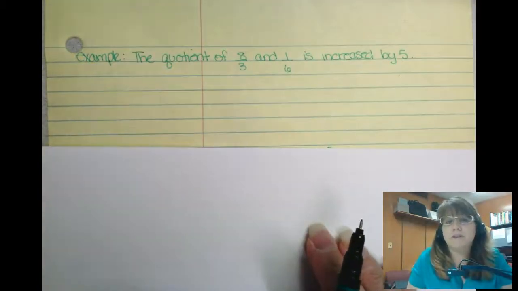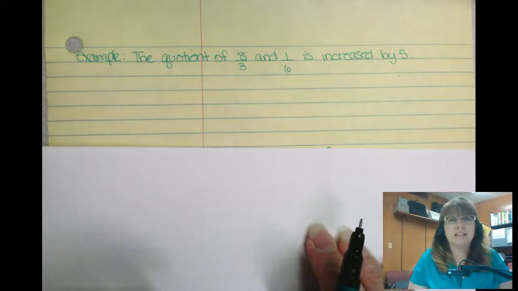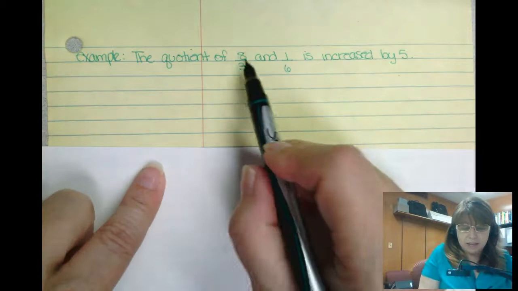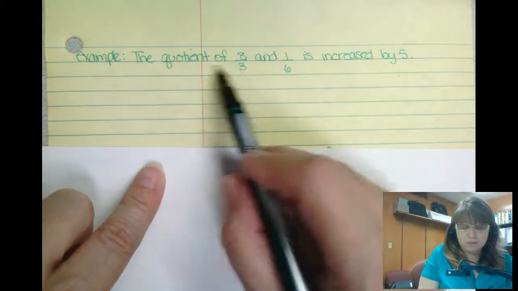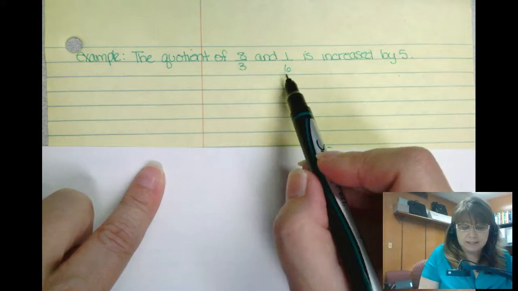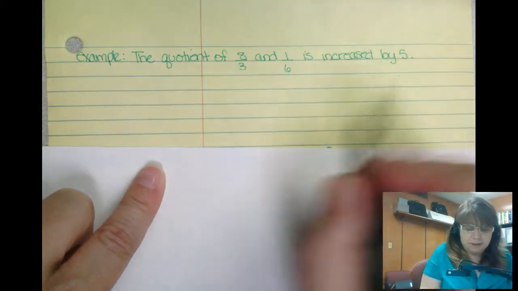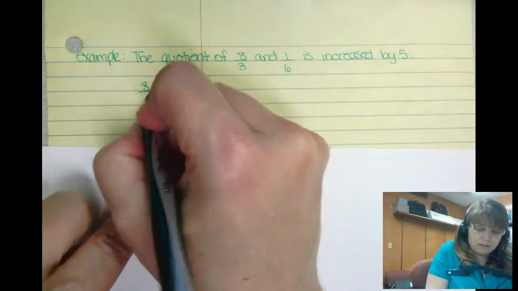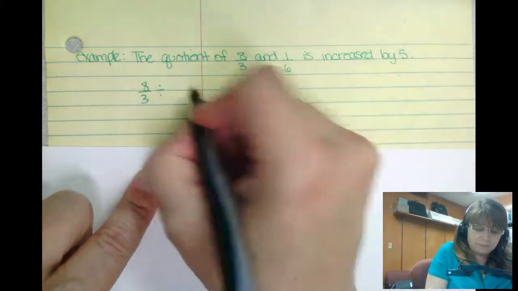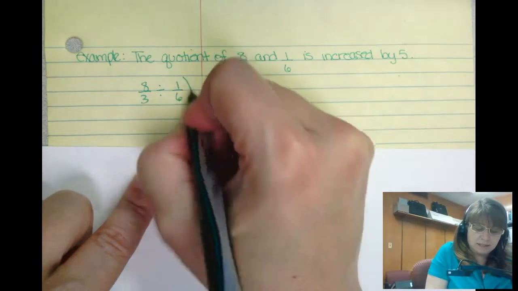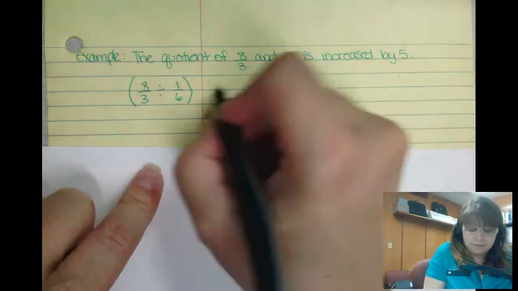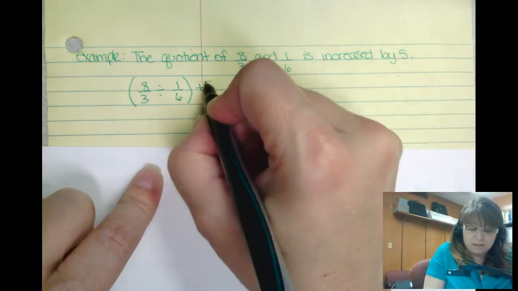The world doesn't revolve around numbers alone, so here is a type of word problem, and we need to decipher it. So if you remember, the quotient is the result of a dividend being divided by a divisor. So we have the quotient of 8/3 and 1/6 is increased by 5. So it is 8/3 divided by 1/6. This whole amount is increased, so plus 5.